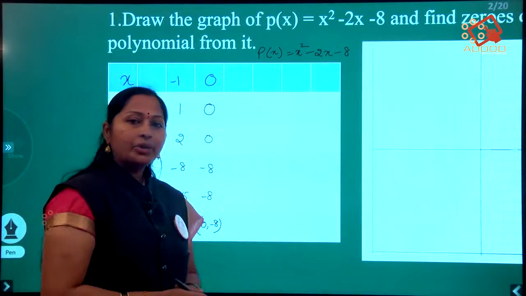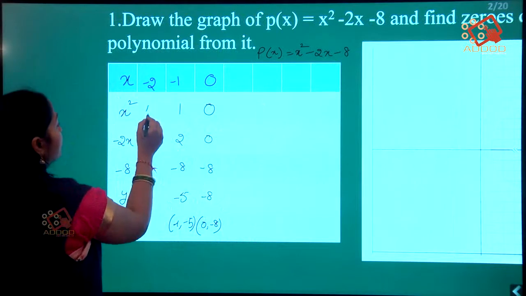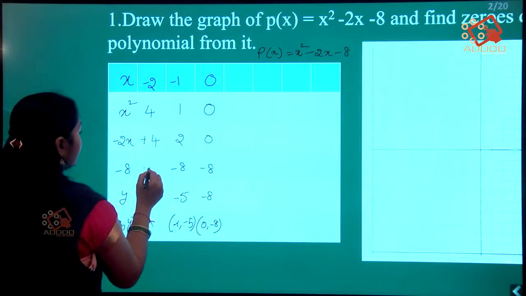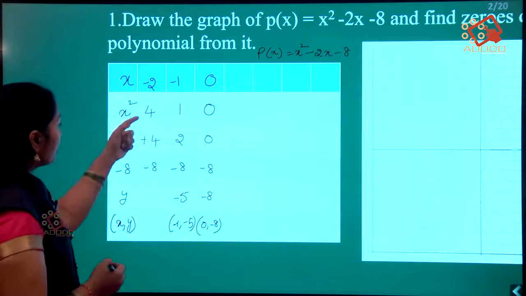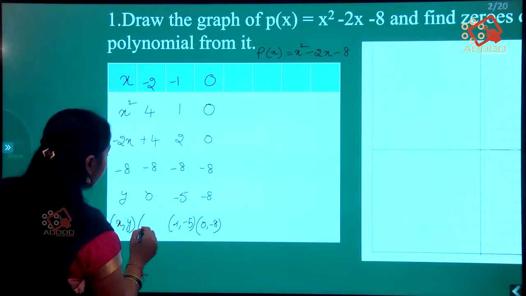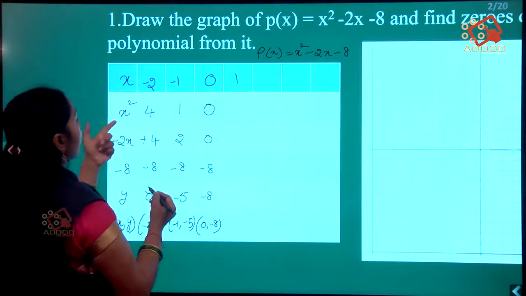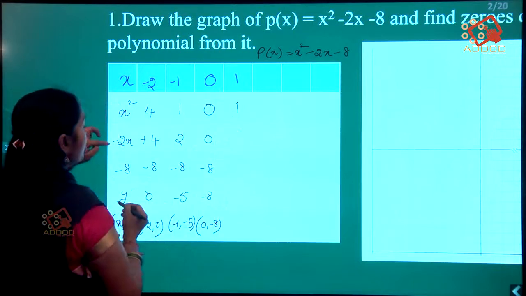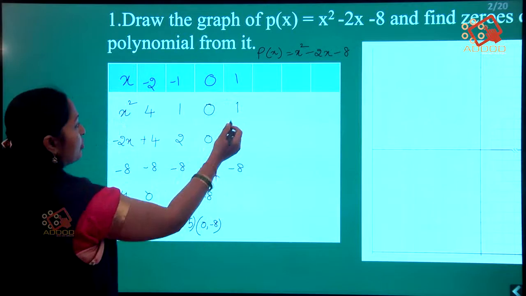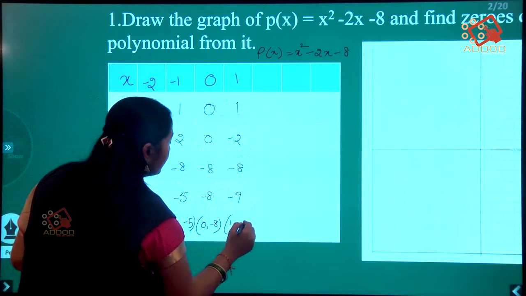Now, take x value as minus 2. Now, minus 2, x square becomes plus 4, minus 2 into minus 2 becomes plus 4 and minus 8. Now, by adding this, plus 4 plus 4 is 8, 8 minus 8 becomes 0. Now, the ordered pair is minus 2 comma 0. Now, 1 value I am taking here, substitute 1, 1 square becomes 1, minus 2 into 1 is minus 2 and this is minus 8. Now, sum of these numbers. So, 1 minus 2 is minus 1, minus 1 minus 8 is minus 9. Now, ordered pair is 1 comma minus 9.